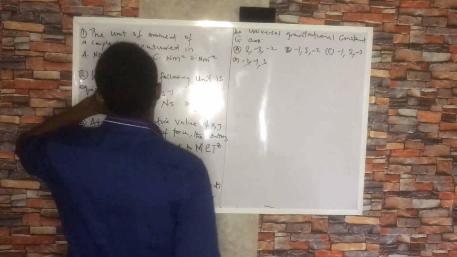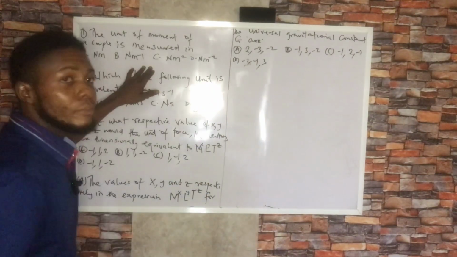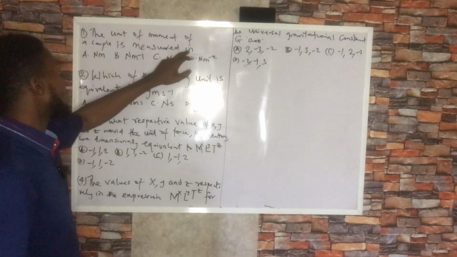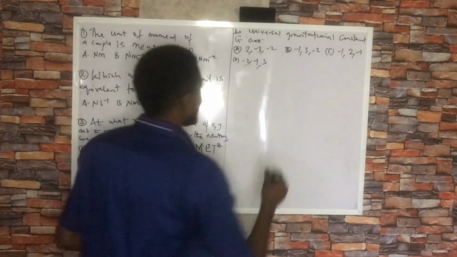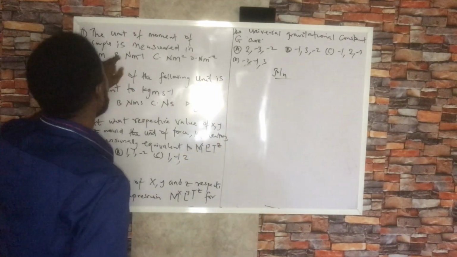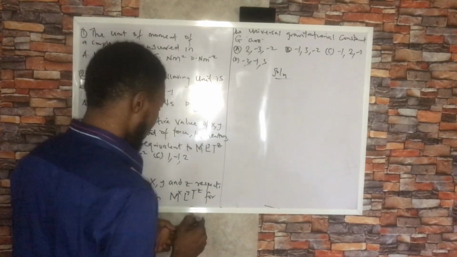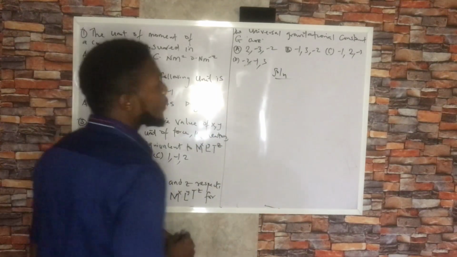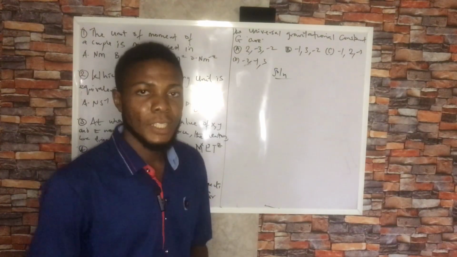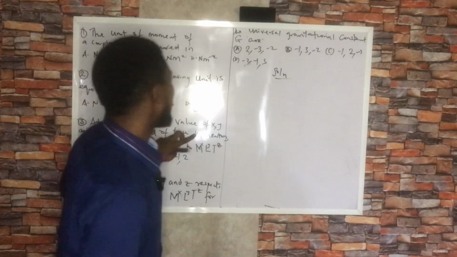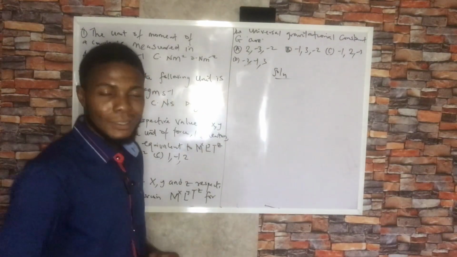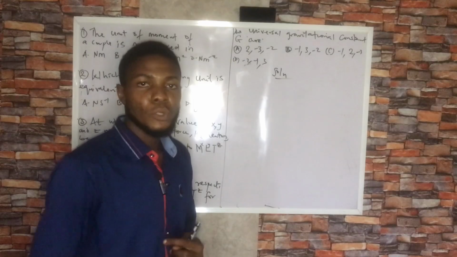The first question says, the unit of moment of a couple is measured in. So that's the solution. And like I said before, whenever you try a question out, this is how to do it, especially when you are on this aspect of physics. Before you try it out, understand the question, then know what you want to solve for.